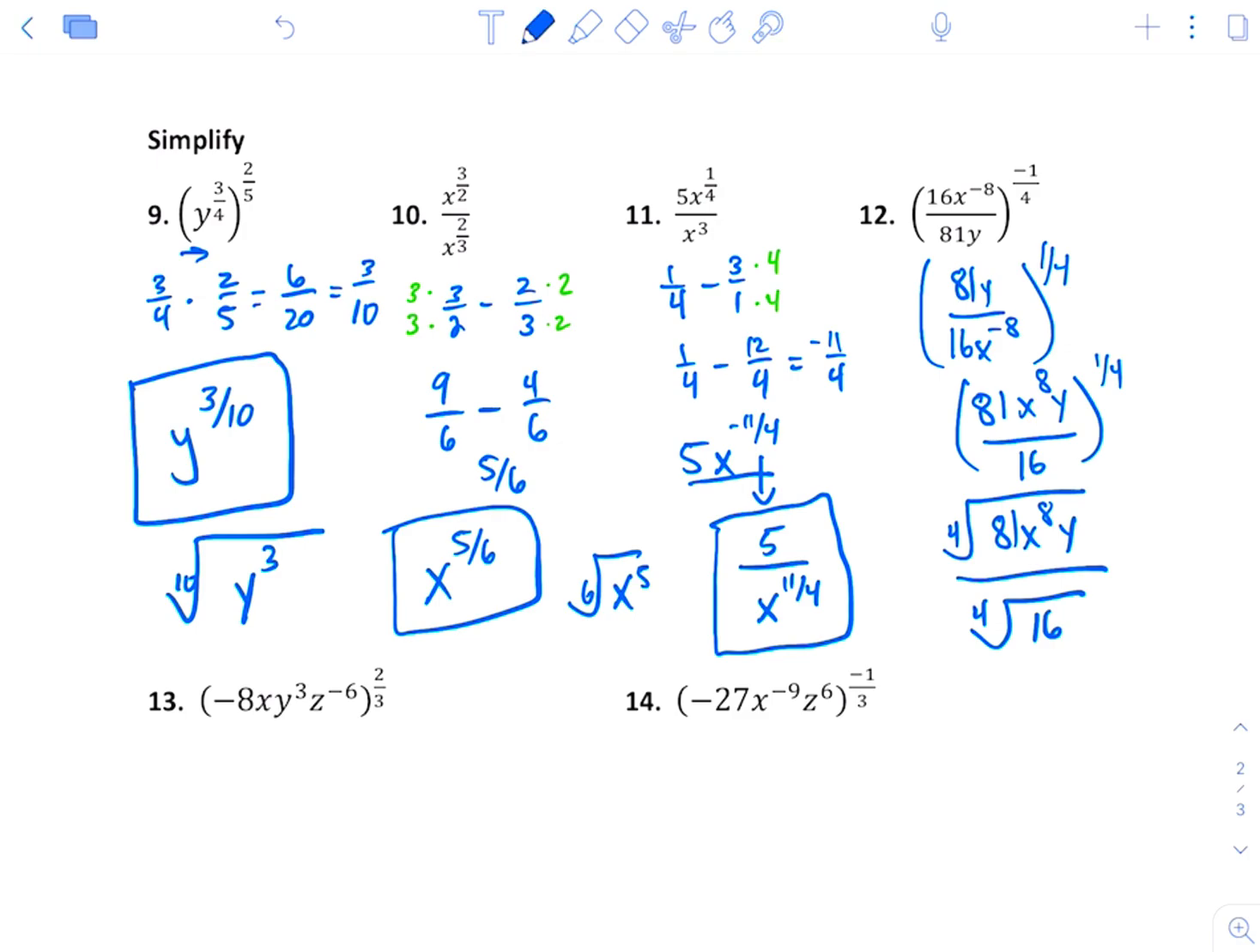So if I'm trying to simplify this, 81 is a perfect 4th, so that will become 3. And then 8 divided by 4 is 2, so I'm going to have an x squared. And then I can't simplify the y part, so that's still going to be the 4th root of y. And then over 4th root of 16 will simplify down to a 2. And then there's nothing else that I can do to simplify, so that's going to be my final answer for that problem.